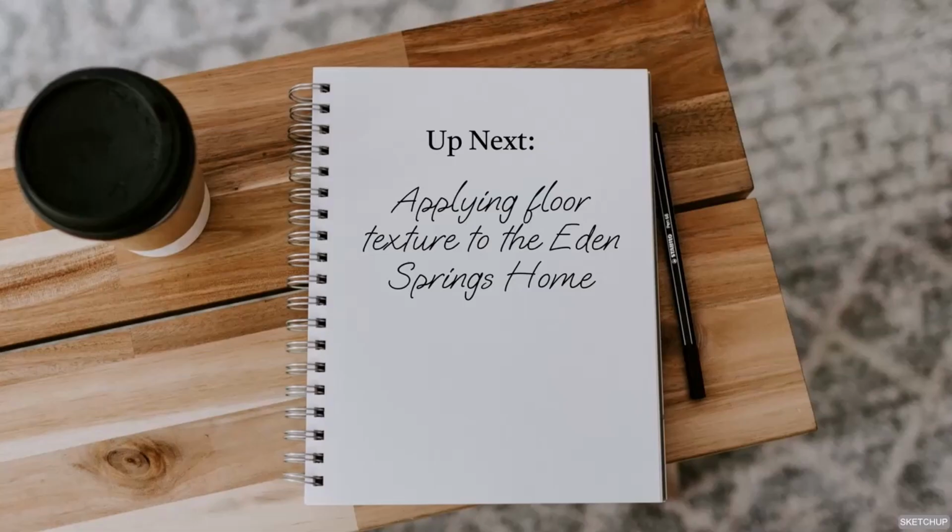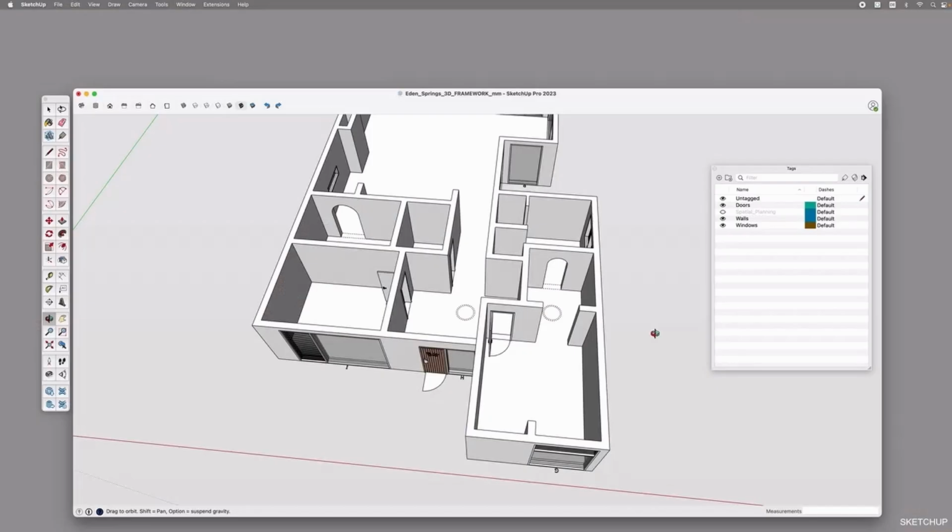Since now you know how to find and create your own seamless textures, let's use the seamless textures that I created for our Eden Springs home. We open our framework 3D file from Module 3 or your own file that you have created until this point. We will start by applying floor material.